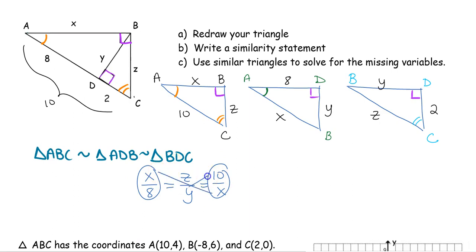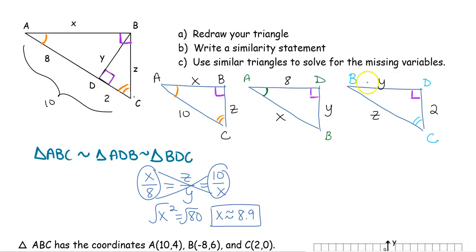I cross multiply those, so that gives me x times x, which is x squared. 8 times 10 is 80. We square root 80, and x is going to be about 8.9. So now we have x. We still need to solve for y and z.